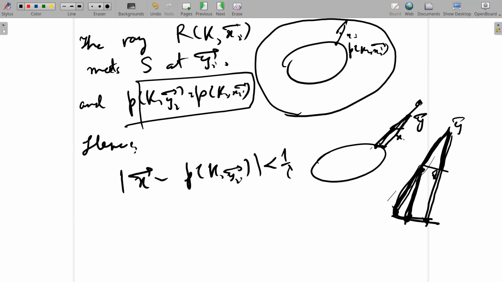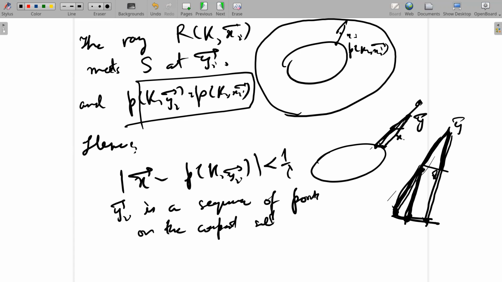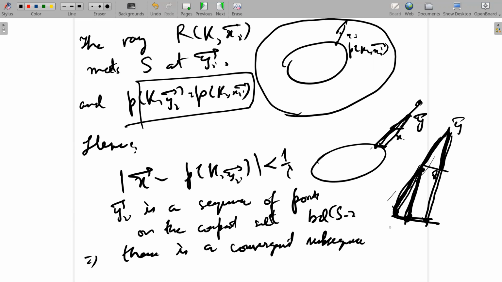Can someone fill in the blanks? So y_i is a sequence of points on the compact set. Convergent. Exactly. So on the compact set, which is the boundary of the sphere, this implies there is a convergent subsequence. Let's say it converges to y. We can just abuse notation and say the same y_i, which converges to y, belongs to the boundary of S.